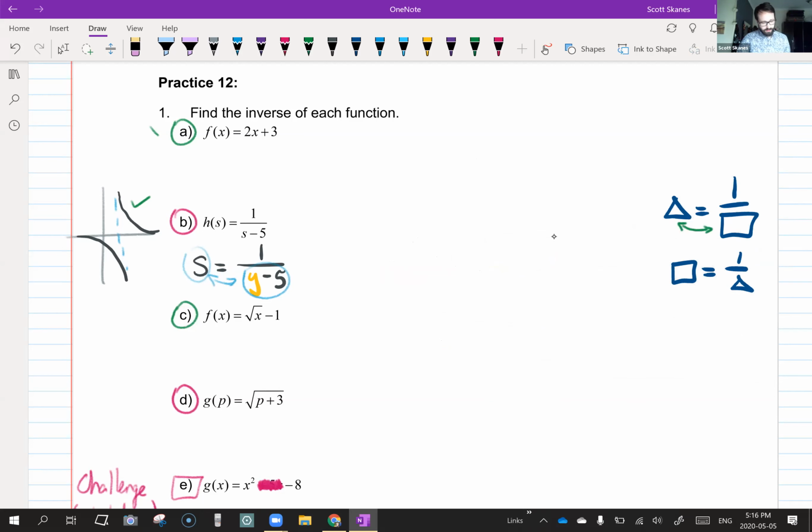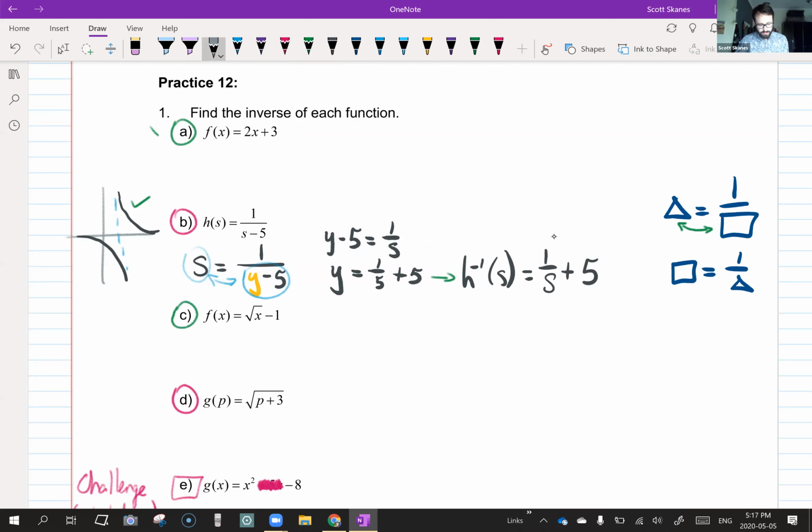Sorry, 1 second. Okay, and when you switch them, what we get is y minus 5 equals 1 over s. And then all I need to do is bring the 5 over. Same idea, or similar answer to what I had earlier. But of course, we need to change to H inverse. So something like this. That's the same as the answer that I put earlier. This is just another way to do it, as in most cases in math, there's many ways to do the same thing.